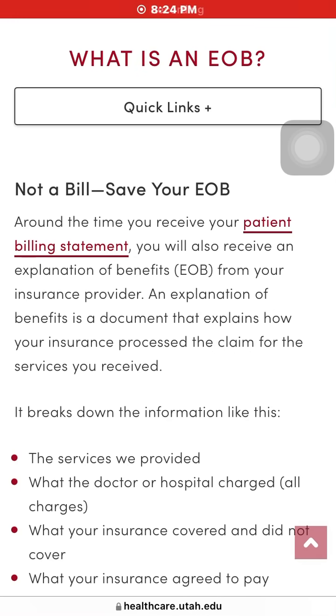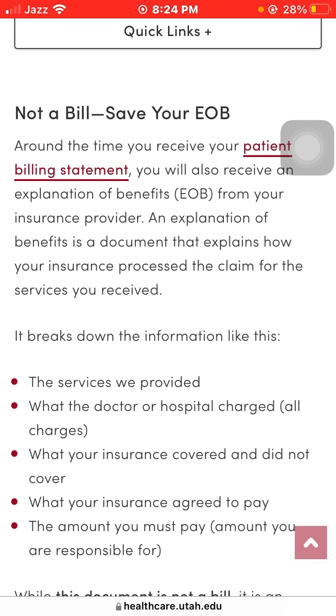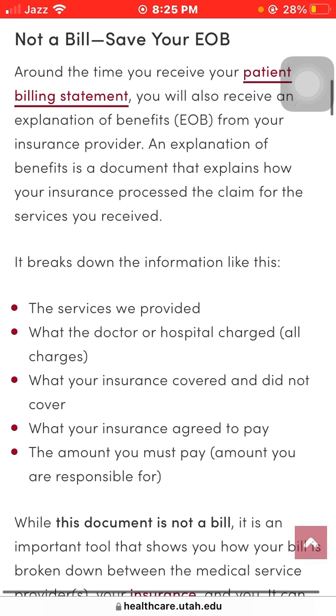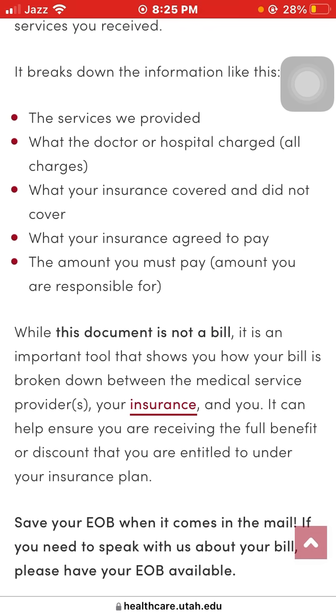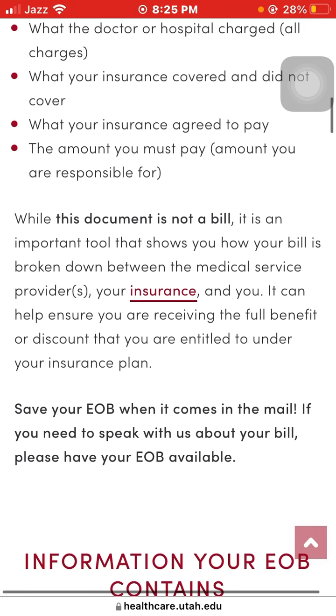What is an EOB? Not a bill, save your EOB. Around the time you receive your patient billing statement, you will also receive an explanation of benefits, EOB, from your insurance provider. An explanation of benefits is a document that explains how your insurance processed the claim for the services you receive. It breaks down the information like this: the services we provided, what the doctor or hospital charged, all charges, what your insurance covered and did not cover, what your insurance agreed to pay, the amount you must pay, the amount you are responsible for.